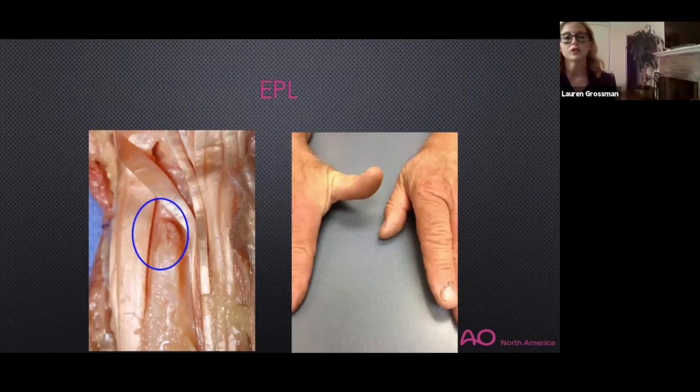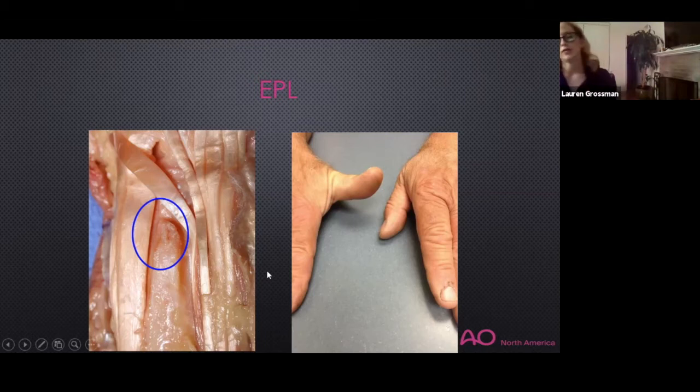Is there a partial EPL tear? Is there an EPL rupture? Is there a tendinitis? And so forth. So on the left-hand side, we have a cadaver here that has been dissected. Lister's tubercle is circled in the blue circle, and the tendon right here is the EPL. It hinges right across there.